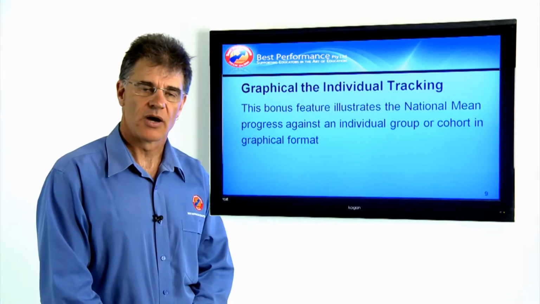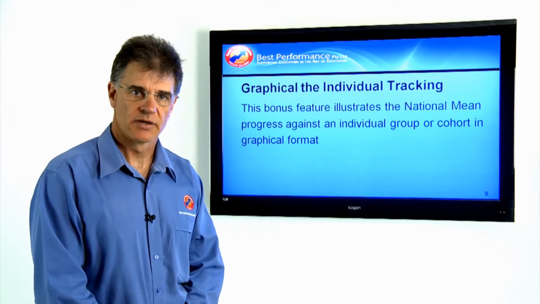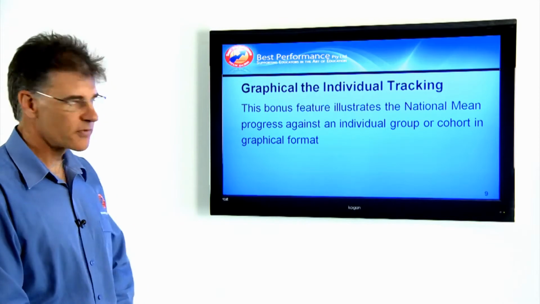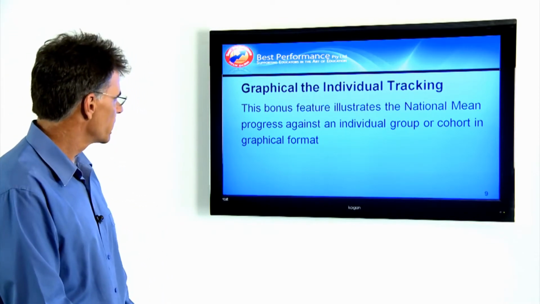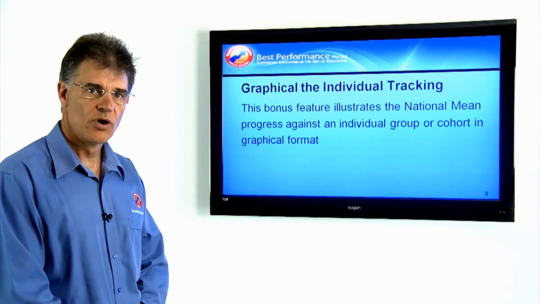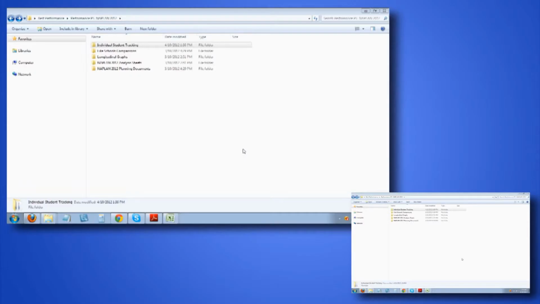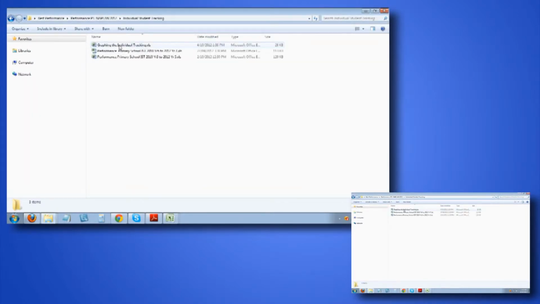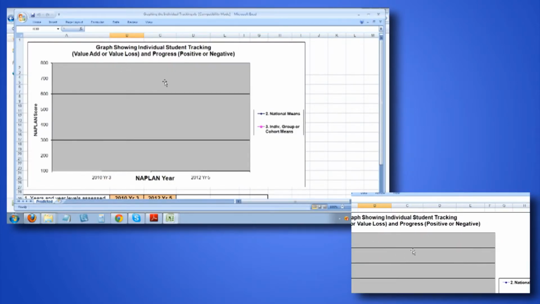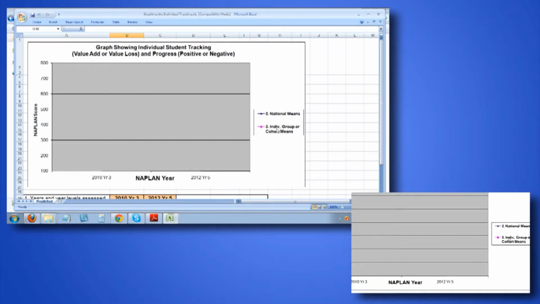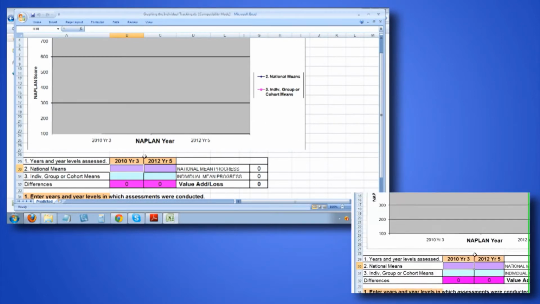Now I'd like to show you a really powerful graphing feature that helps with the student individual tracking. This bonus feature illustrates the national mean progress against an individual group or cohort in graphical format. Let's go and have a look. Now we go back into the individual student tracking folder to find the graphing the individual tracking Excel spreadsheet. Now this graph will show the national means versus the individual group or cohort means that we're tracking.